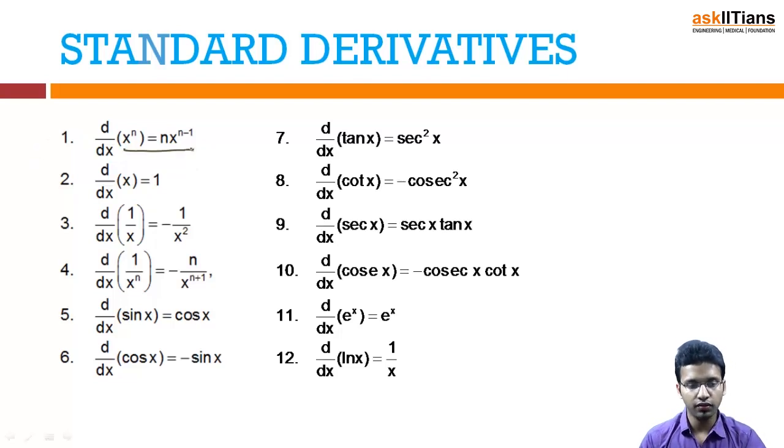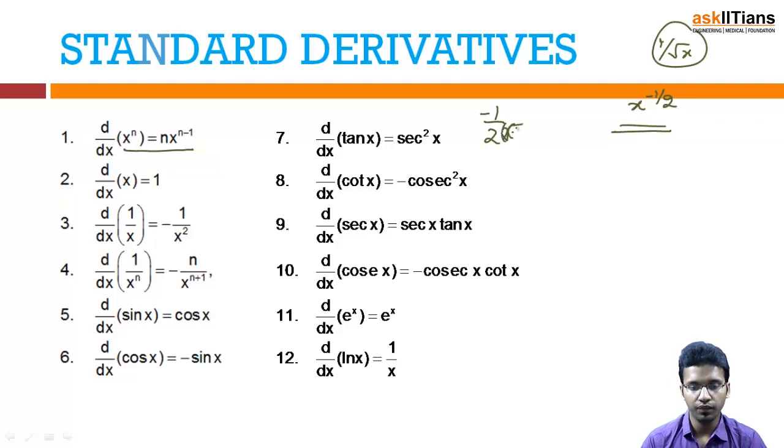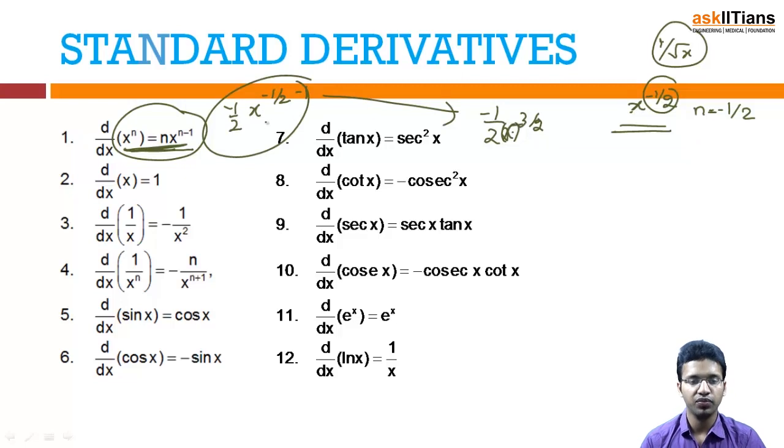Now this one we just did. If you look at that, it was 1 upon root x. So basically it was x raised to power minus half. And the derivative which we got was minus half x raised to power 3 by 2. So if you apply the formula, n was minus half. So the derivative follows n x to the power n minus 1, that is minus half x into minus half minus 1. So you can straight away get this form. So what you need to do is just write the formulas.